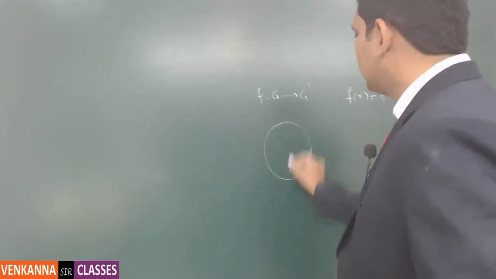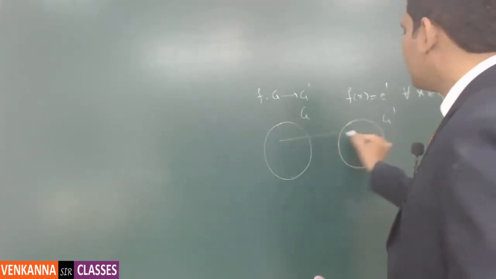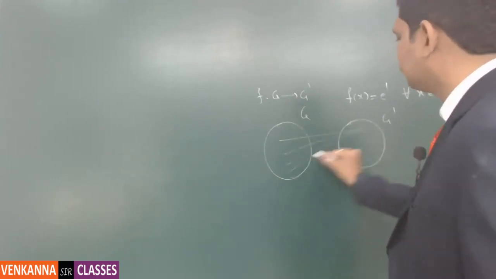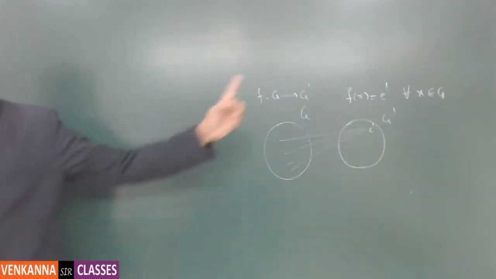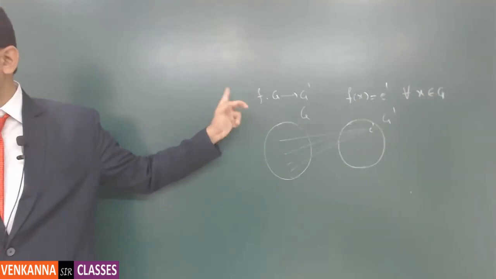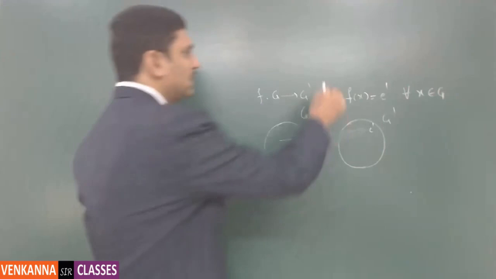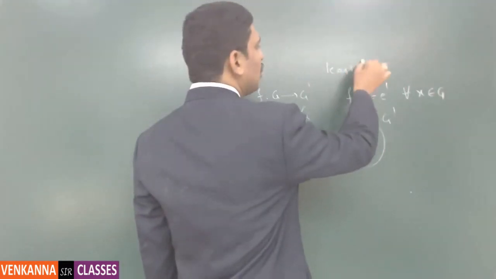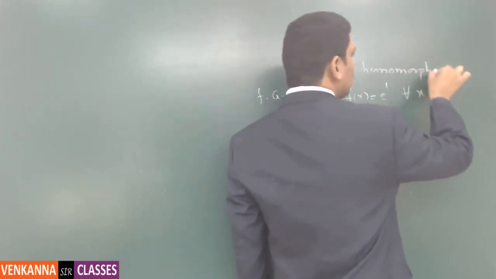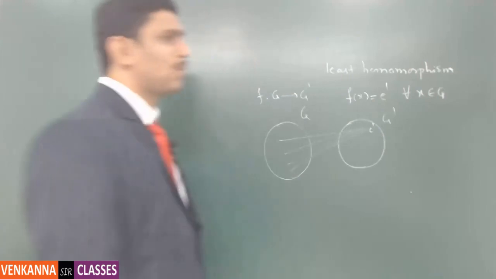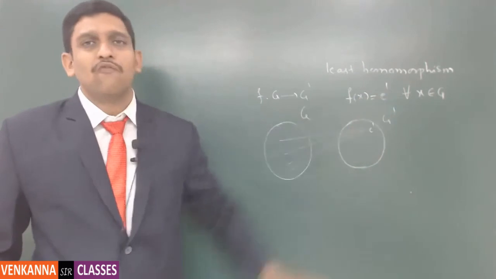So if you take G here and G dash here, every element is mapped to only one element. If you pair the elements in this way, it always satisfies the criteria of homomorphism. Hence, this type of homomorphism we call the least homomorphism. Or you can also call it a trivial homomorphism, but the appropriate word is least homomorphism, defined as f of x is equal to identity for every x belonging to G.